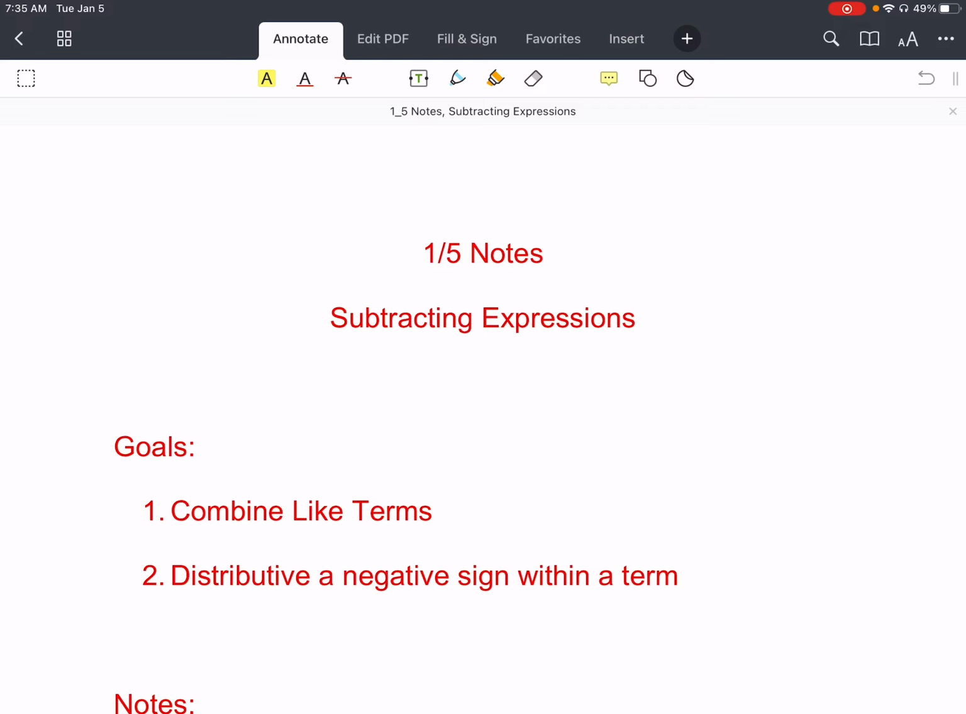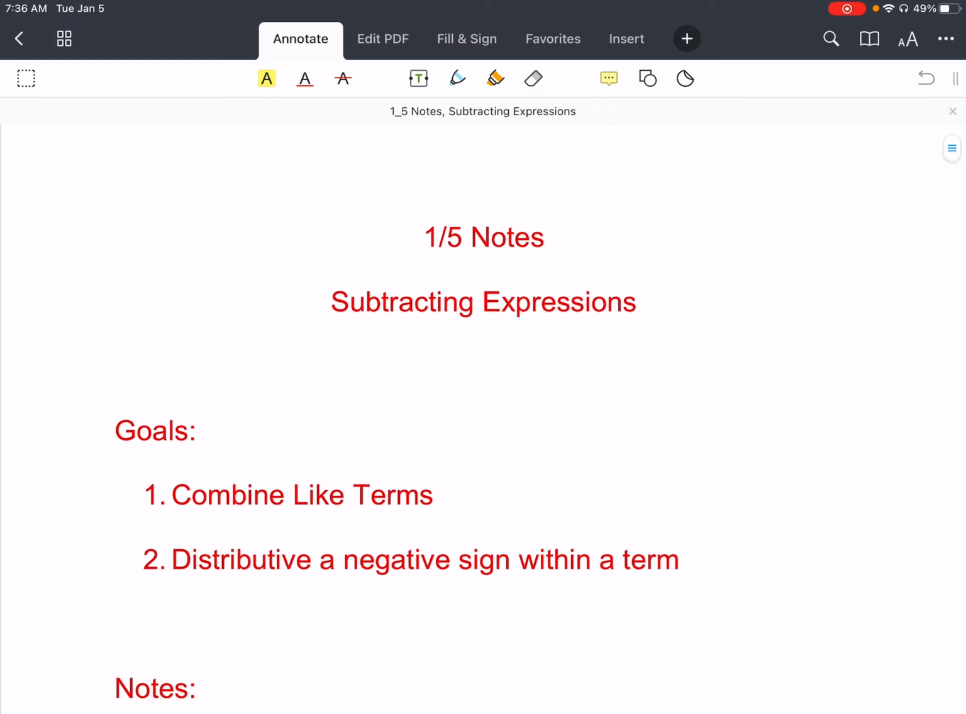Two simple goals. We're still combining like terms. And goal number two, distribute a negative sign within a term. And this takes a little bit of organization, but once you see it done a few times, it should not be too difficult. So, going to scroll down. Of course, feel free to pause whenever you need to. I've been trying to make the notes a little bit shorter for you.